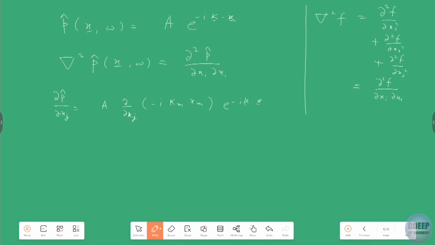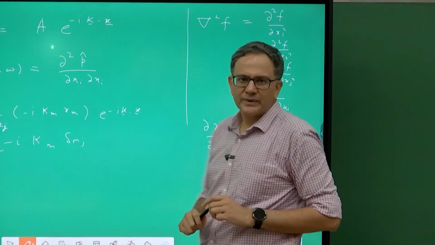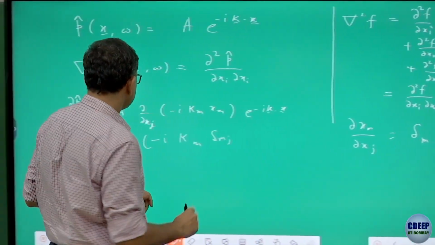Here it doesn't matter, here it is in the vector form. So now what is this? Kappa m, del xm del xj, is delta mj, the Kronecker delta. Okay. So remember what we are doing is del xm del xj. So when m is not equal to j, then there is 0, right? These are independent orthogonal coordinate directions. So this is only equal to the Kronecker delta: 1 when m is equal to j and 0 otherwise. Okay. So that is that.